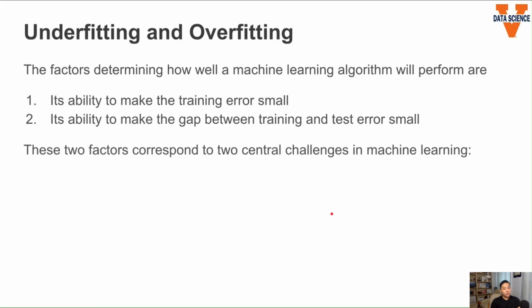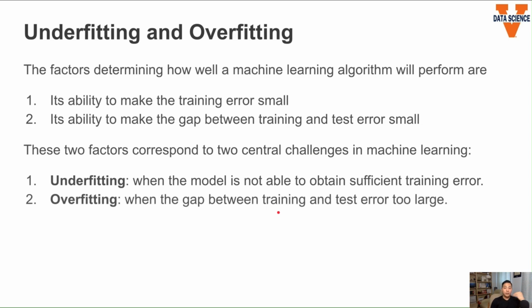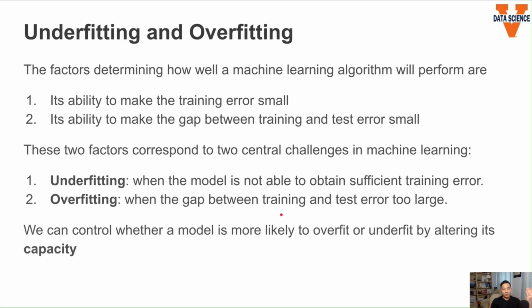Now, these correspond to two central challenges in machine learning. Number one maps to underfitting, which means that the model is not able to obtain a sufficiently small training error, which corresponds to the first point. And the second one is overfitting, when the gap between the training and the test error is too large. So in many learning algorithms, we always try to balance between not too much overfitting versus not too much underfitting. And the way we can control whether we overfit or underfit is by changing the model capacity.